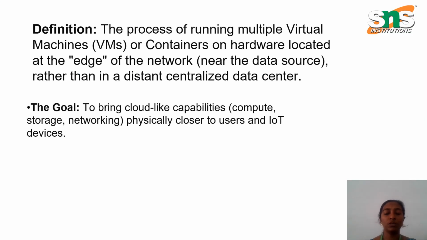Definition: the process of running multiple virtual machines or containers on hardware located on the edge of the network. Edge means near the data, near the data stores, in a decentralized data center. The goal is to bring cloud-like capabilities, compute and storage physically closer to the IoT device.